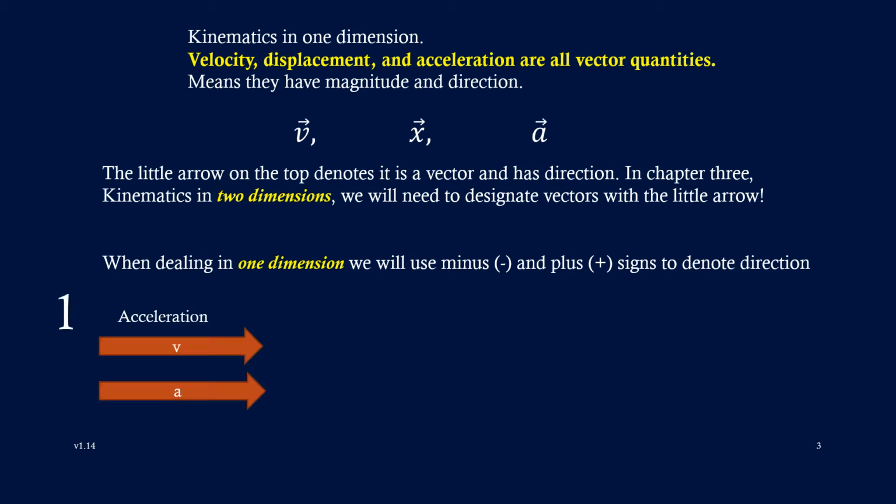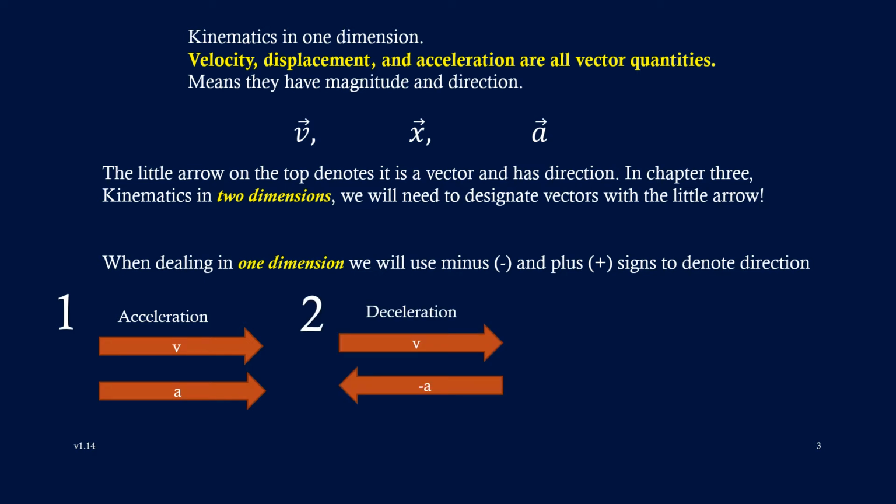So let's look at an example. We're showing two vectors. One is velocity and one is acceleration. Now you notice that in this case, velocity is going towards the right and acceleration is going to the right. So this object has a velocity but also has an acceleration.